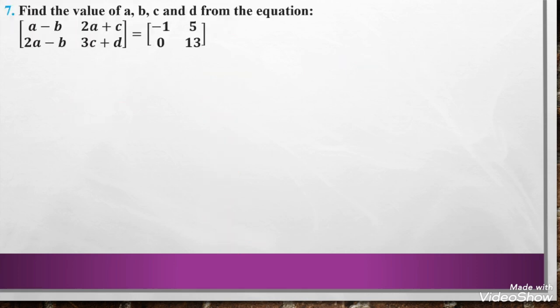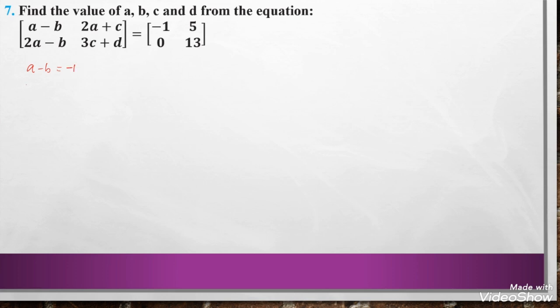There is a next question. Find the value of A, B, C and D from the equation. Here also they gave the condition. By using that condition, we have to calculate the values of A, B, C, D. First, write down the conditions one by one. A plus B is equal to, the corresponding value will be minus 1.